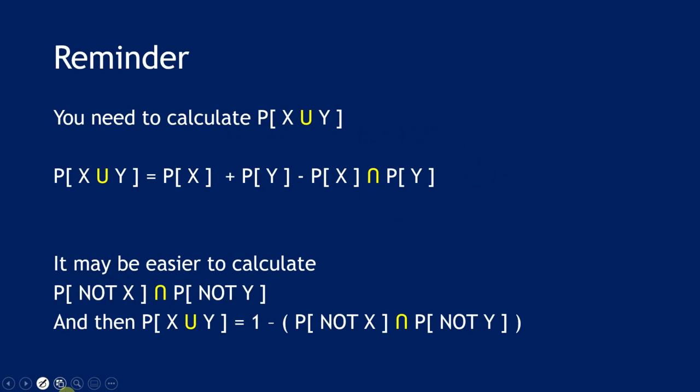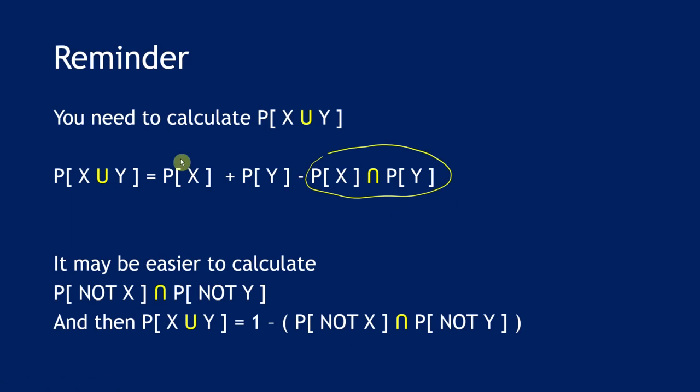Before I present the exercises, I want to remind you of this little trick which comes in handy for a lot of these problems. In many situations, you'll find yourself needing to calculate the probability of X or Y, or the union of the two. Keep in mind that the union is the probability of X plus the probability of Y, and then you have to minus the intersection. Intersection is over here.